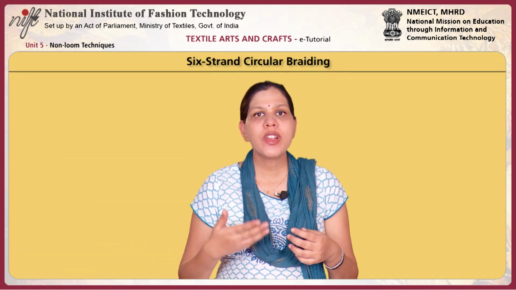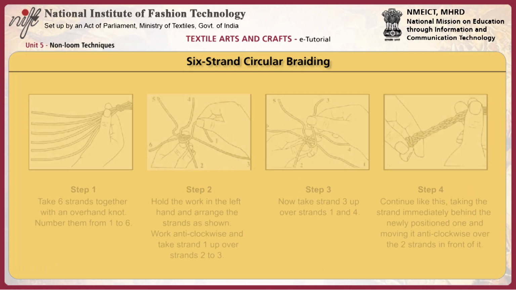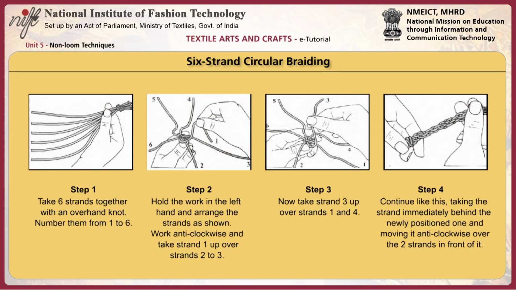Follow these instructions for 6-strand circular braiding. Tie 6 strands together with an overhand knot. Number them from 1 to 6. Hold the work in the left hand and arrange the strands as shown. Work anti-clockwise and take strand 1 up over strands 2 and 3. Now take strand 3 up over strands 1 and 4. Continue like this, taking the strand immediately behind the newly positioned one and moving it anti-clockwise over the 2 strands in front of it.